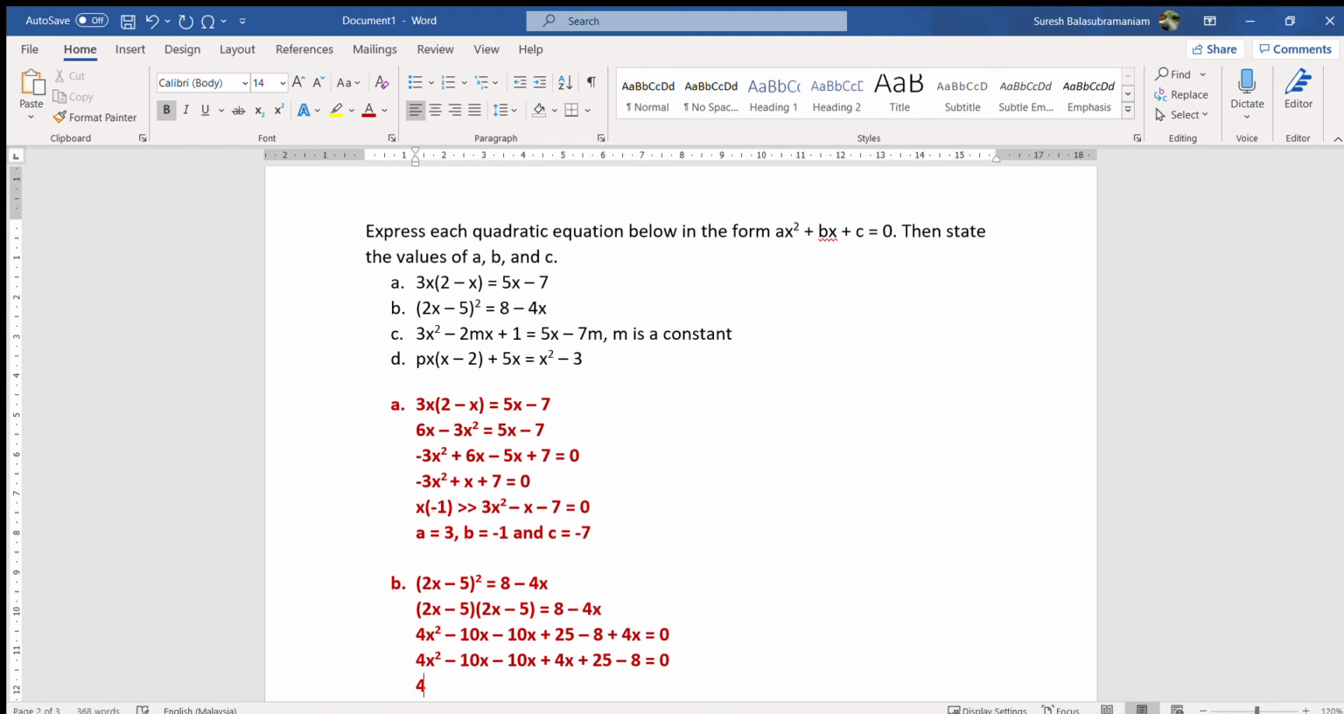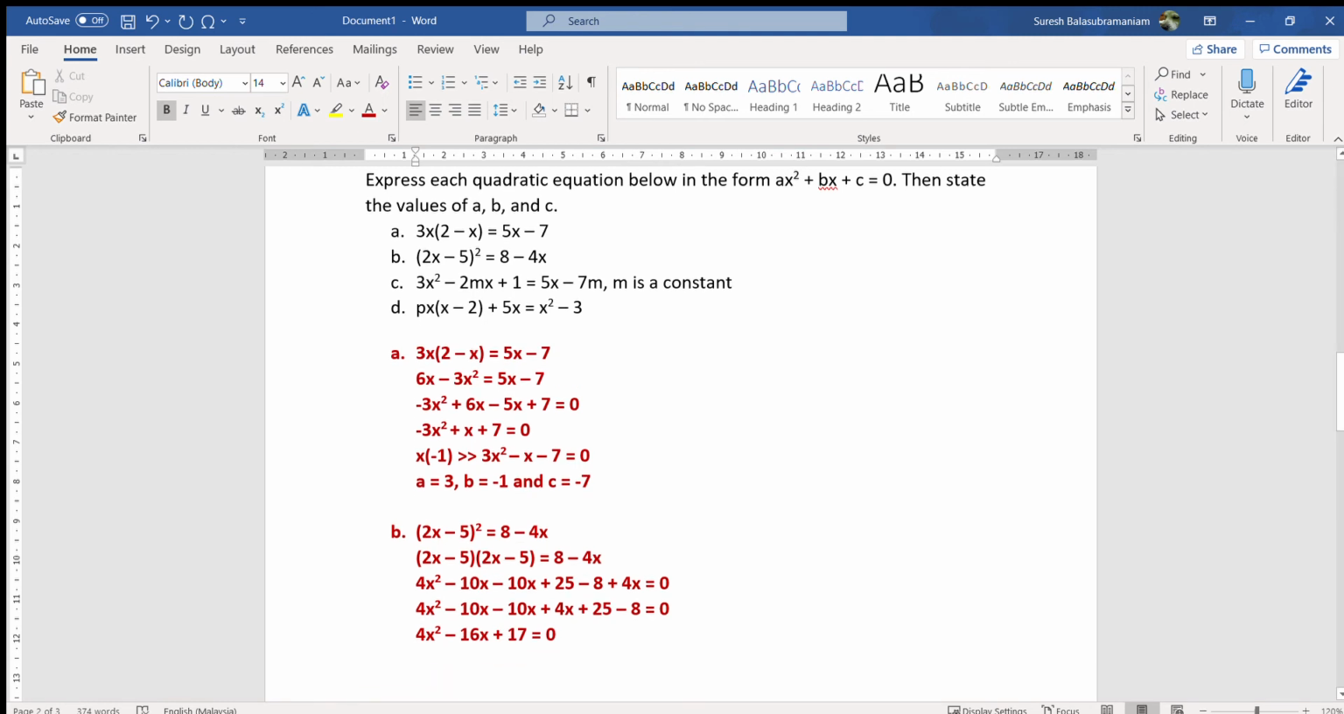So I can write again 4x square. I can simplify. So -10x plus 4x, I'll get -16x. 25 minus 8 is 17. So plus 17 equals to 0. So that's my quadratic equation in the form of ax squared plus bx plus c.